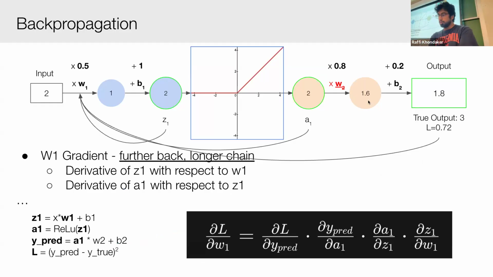Okay. As I said earlier, let's say we wanted to calculate the derivative of something farther back, of W1, for example, right? Well, we have the exact same process, just the chain rule has our chain of derivatives a lot longer, right? So again, that's why we need these intermediary outputs of Z1, A1, Y pred, L, right?